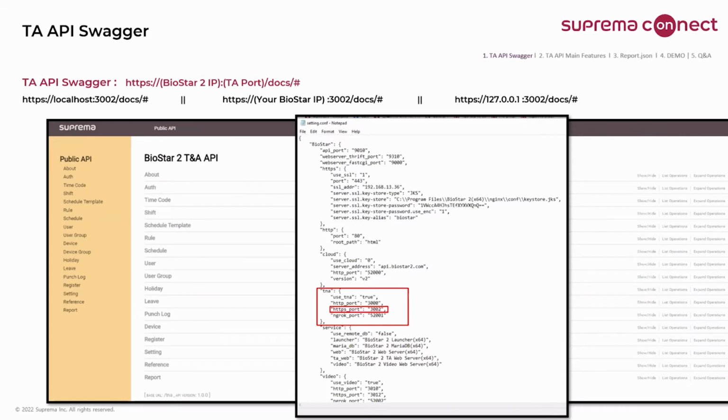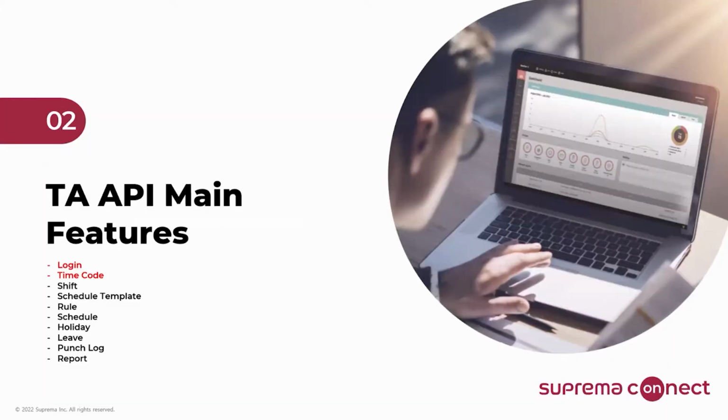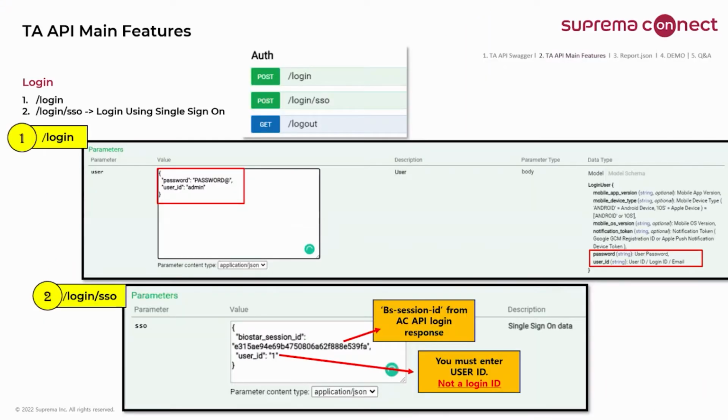This is how you can access your TA API Swagger. You can go ahead and use your localhost or your BioStar IP or your local IP with the TA port. Let's take a look at some of the main features of the TA API. First, let's look at login. There are two ways to log into your TA API Swagger. With /login, you can use your login ID and password to log in.